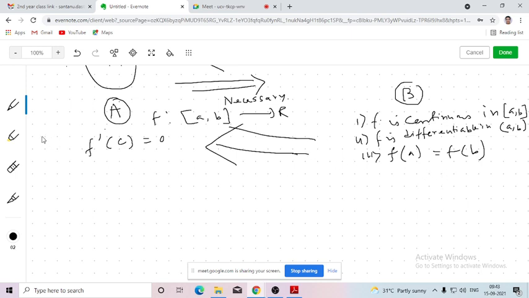Okay, so if f dash is 0, then there exists a c in the closed interval [a, b]. Is that clear? Yes, sir. Okay, so this is called the sufficient condition. That means Rolle's theorem is a sufficient condition, because whenever these conditions hold, then f dash is 0. That means f dash is 0 if this happens, this happens, this happens.